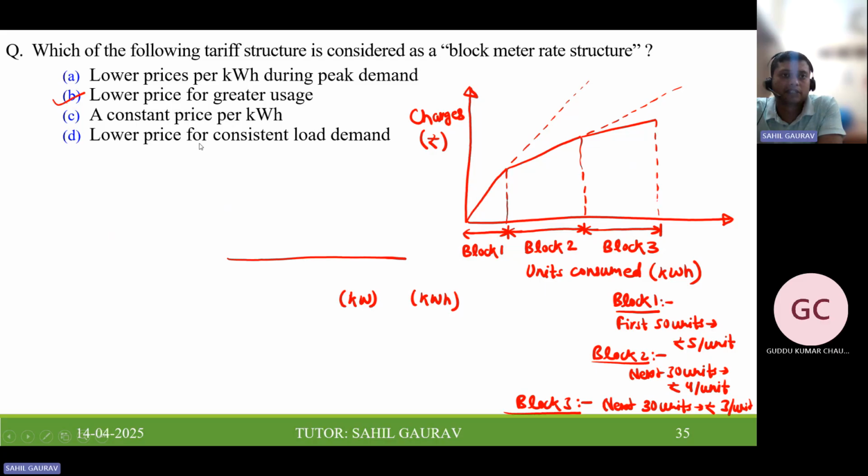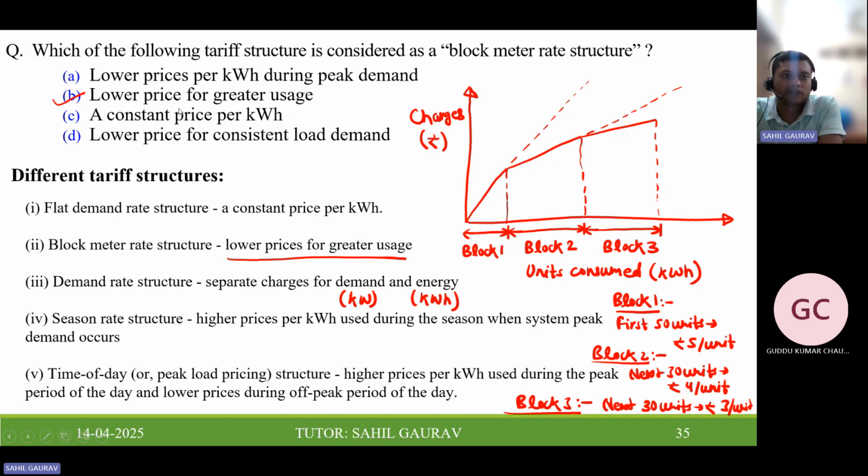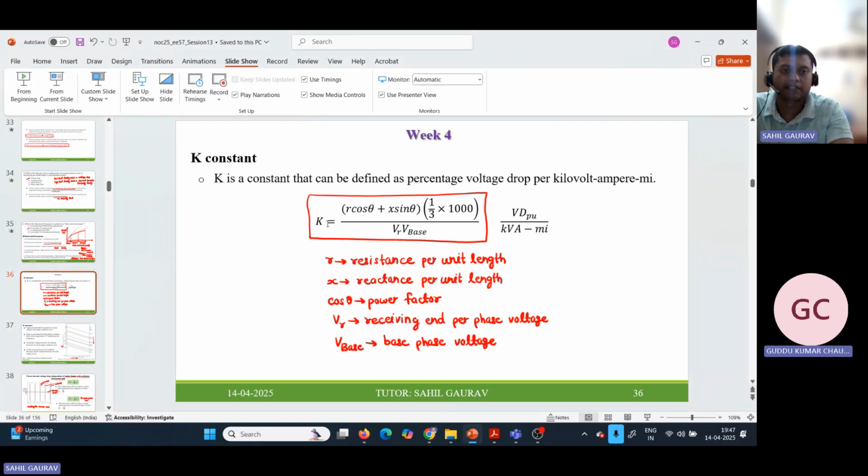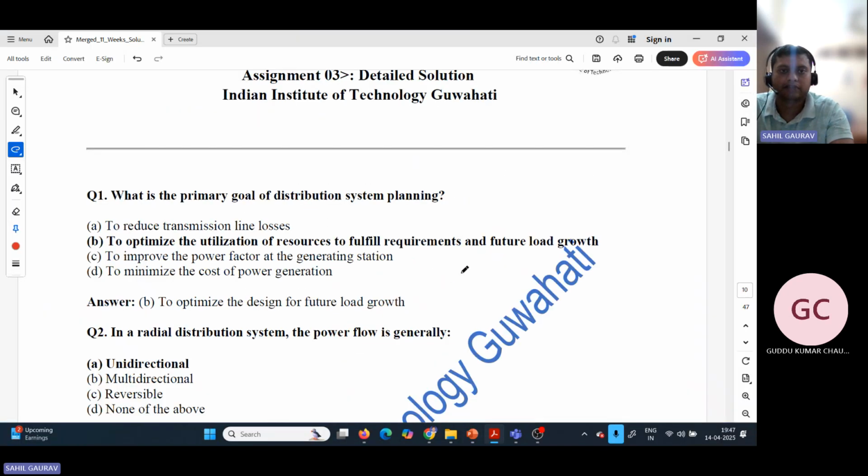Now the next question is based on tariff structures, where it is asked which of the following tariffs is called block meter structure. In block meter structure, there are lower prices for greater usage. So option B is the correct one. Now let us see the big three assignment, and then we will see the big four assignment.